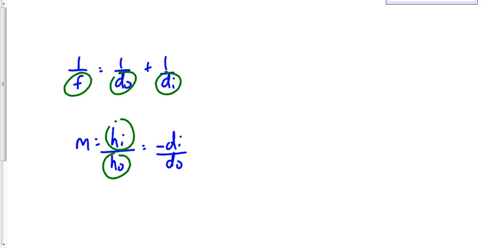And m is the magnification. That's the ratio of the image height to the object height. In other words, how tall the image is compared to the object. If we have a number that's greater than 1, the image is bigger. If we have a number that's less than 1, the image is smaller.